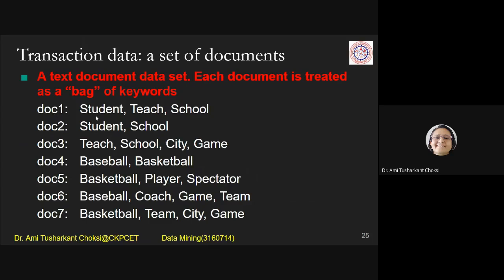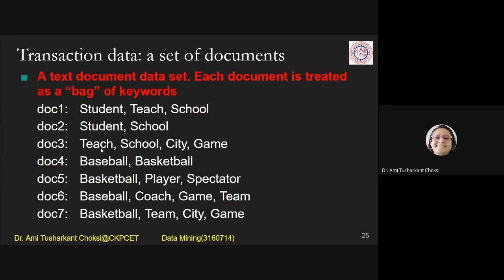So say doc 1: student, teach, school. For doc 2: student, school. For doc 3: teach, school, city, game. So seven docs are given to us. If we express this in the form of the concepts we have just seen, we can have I as this set of items. From that we can say student, teach, school, then student, school, which we have already considered.